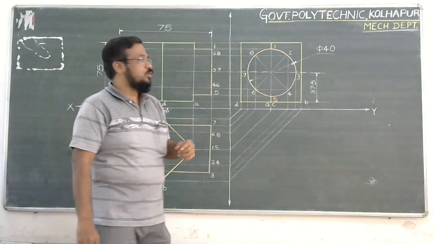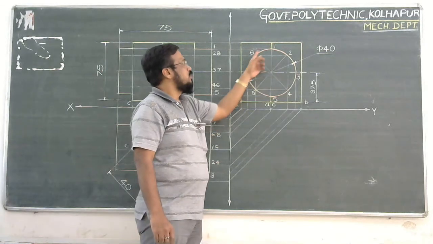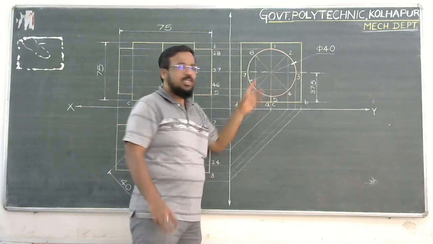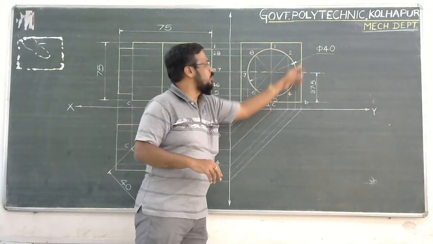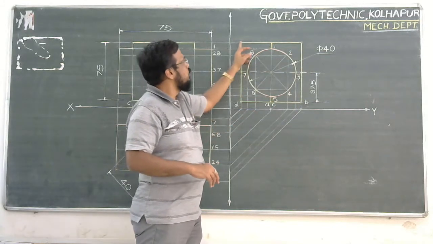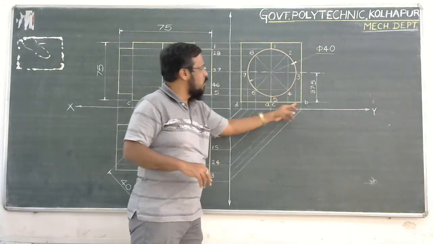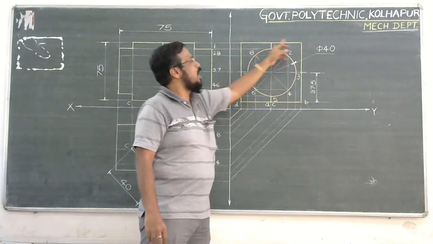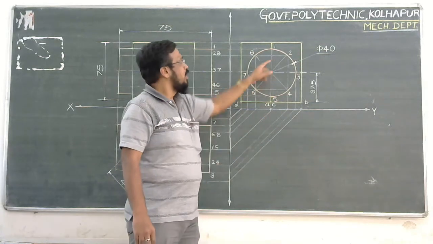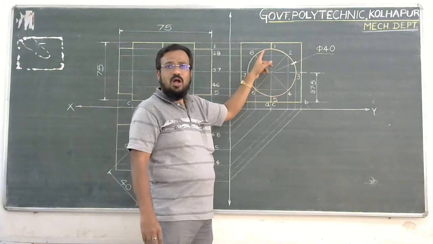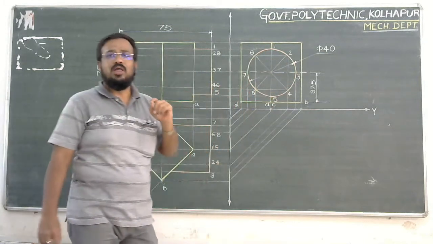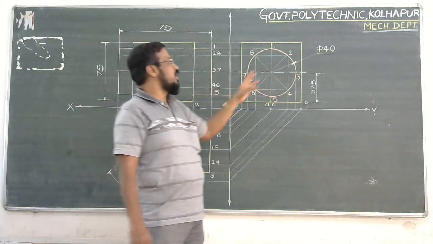Okay. So this circle, or this cylinder, gets penetrated into this square prism. Purposely I have shown these yellow lines to represent the outline of the square prism, and this red color I have used for showing the representation of the cylinder in the side view.